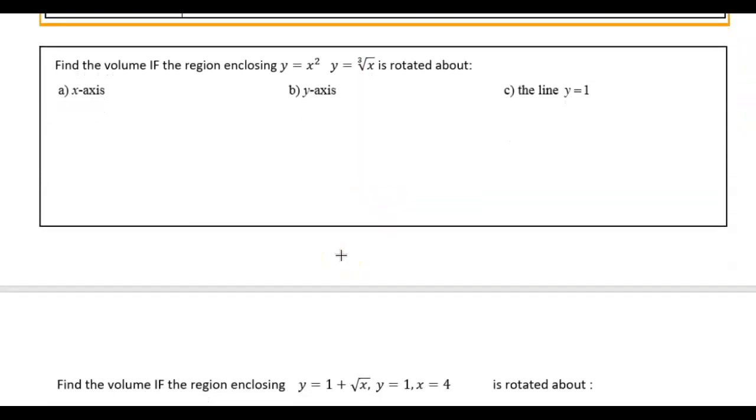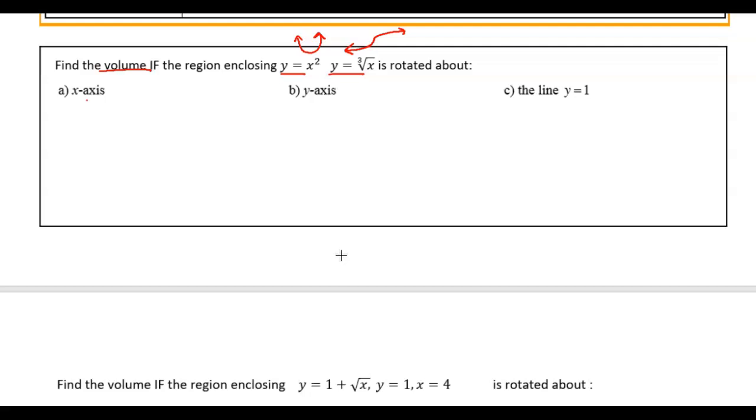So my strategy, it's very straightforward. It says find the volume. They give you some functions, and these should be functions that you can do without a calculator. You should know what they look like. So y equals x squared is a parabola. Y equals the cubed root of x, I call it my sideways snake. And we're going to rotate it around 3 different things.